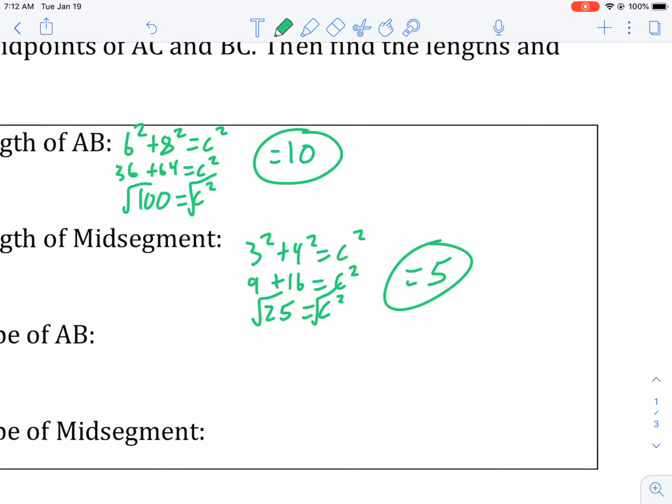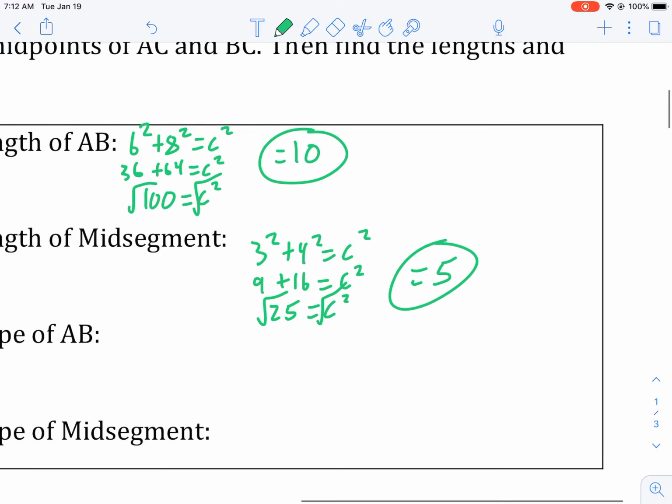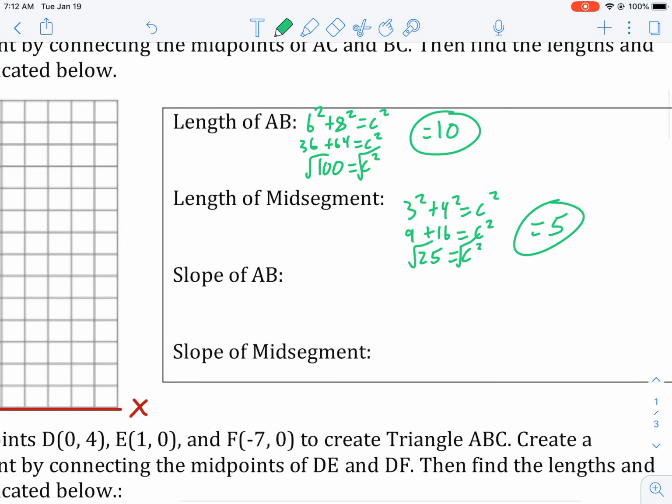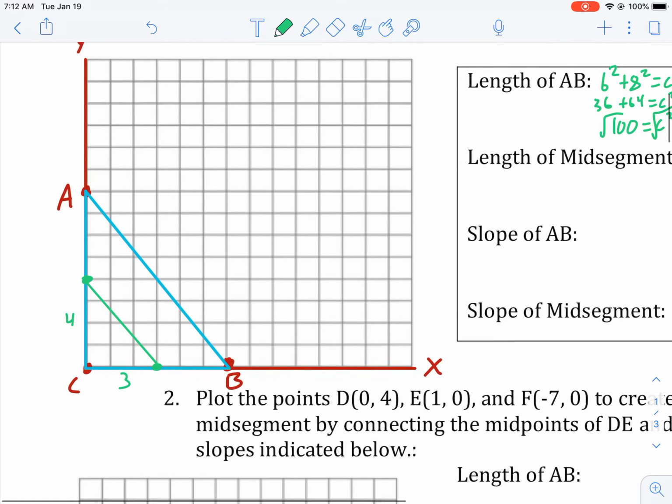So immediately, what do you notice here, right? 5, 10, it's about half, right? The other thing that you can do is you can actually find the slope of both these lines.